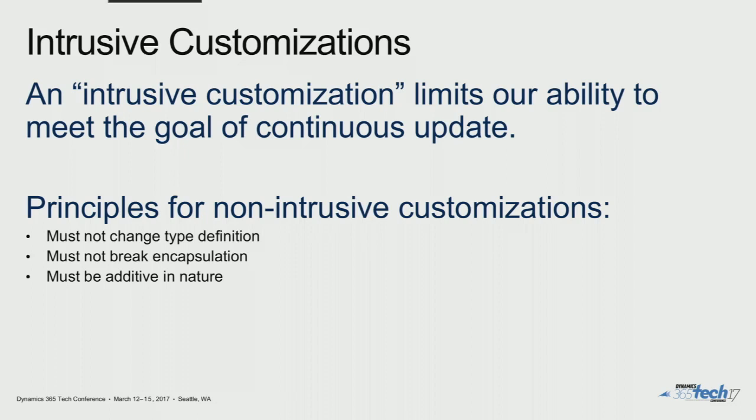And intrusive customization, this is kind of a high-level definition that we're trying to keep in our heads. But essentially what we're trying to say is it must not change type definitions, meaning we do not want you to add an argument to an existing method, right? Those types of things, changing those definitions. I don't know what other examples we had that I can think of right now.